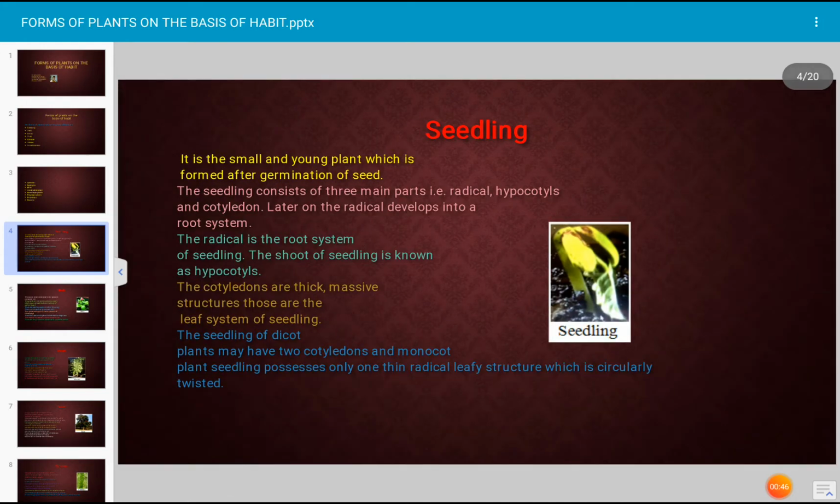Let us see what is seedling. It is a small and young plant which is formed after germination of seed. The seedling consists of three main parts, that is radicle, hypocotyl and cotyledon. Later on, the radicle develops into a root system. The radicle is the root system of the seedling and the shoot of the seedling is known as hypocotyl.